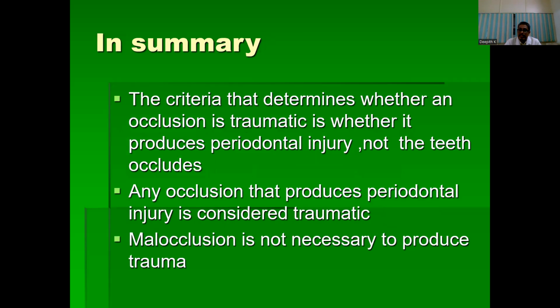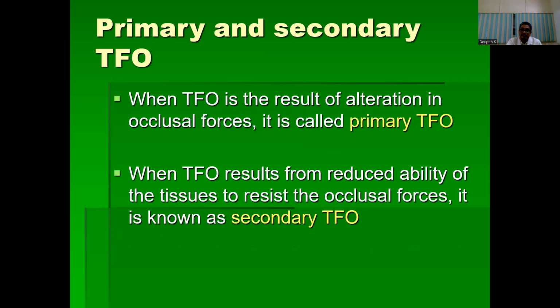In summary, the criterion that determines whether an occlusion is traumatic is whether it produces a periodontal injury, not the teeth that occlude. The occlusion that produces the periodontal injury is considered a traumatic occlusion. That injury is termed trauma from occlusion. Not all malocclusion produces trauma.